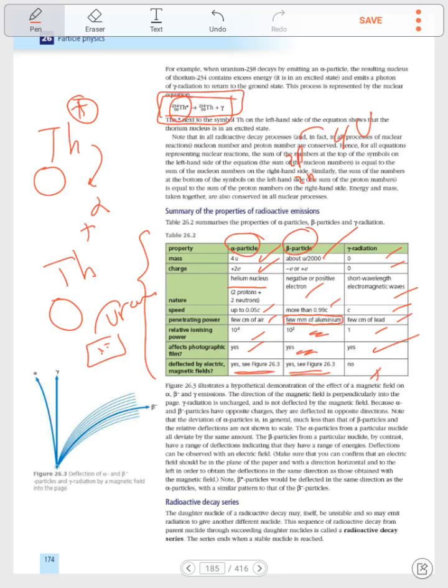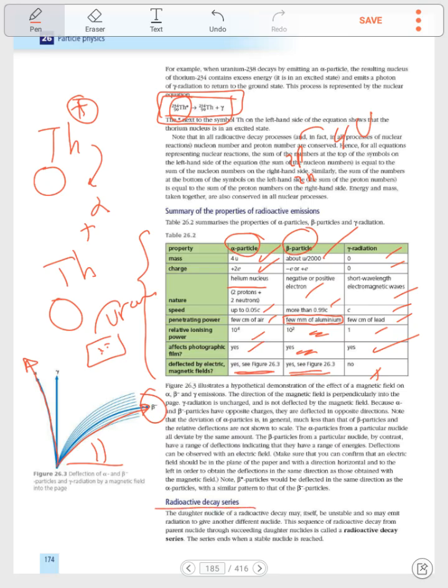We can see that alpha is deflected upward, but beta has a smaller angle of deflection because its mass is less, depending on the circular motion.